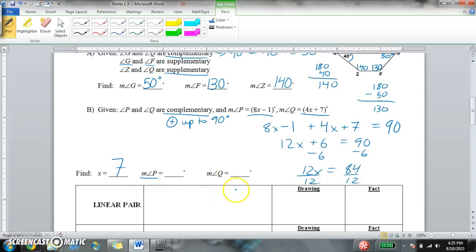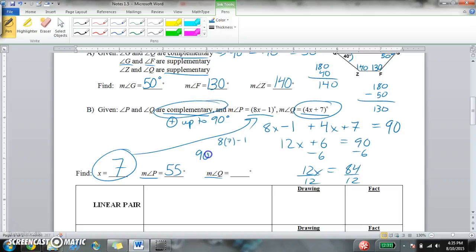Now, how do we solve for the measure of angle P and the measure of angle Q? Well, we just solved for x, so we plug that back in to both of these expressions. So for P, we've got 8 times 7 minus 1. 8 times 7 would give us 56, minus 1 would give us that angle P is 55. Now we can either plug 7 back in for our expression for Q, or we can say, I know these two angles are complementary, therefore Q must be the difference between 90 and angle P, which I just found as 55, therefore Q has to be 35. And we would get the same thing if we plugged 7 in for Q in that expression.